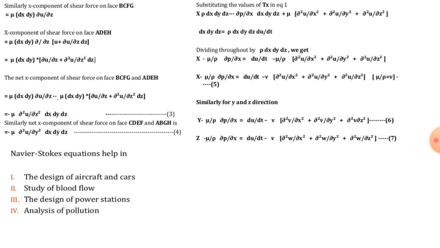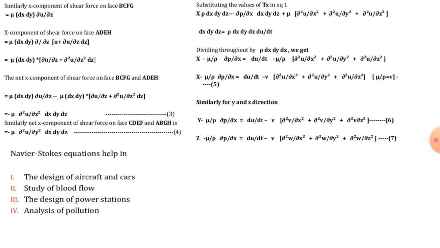Similarly for the y direction: mu divided by rho times dou p divided by dou y is equal to dv by dt minus nu times the bracket dou square v divided by dou x square plus dou square v divided by dou y square plus dou square v divided by dou z square.